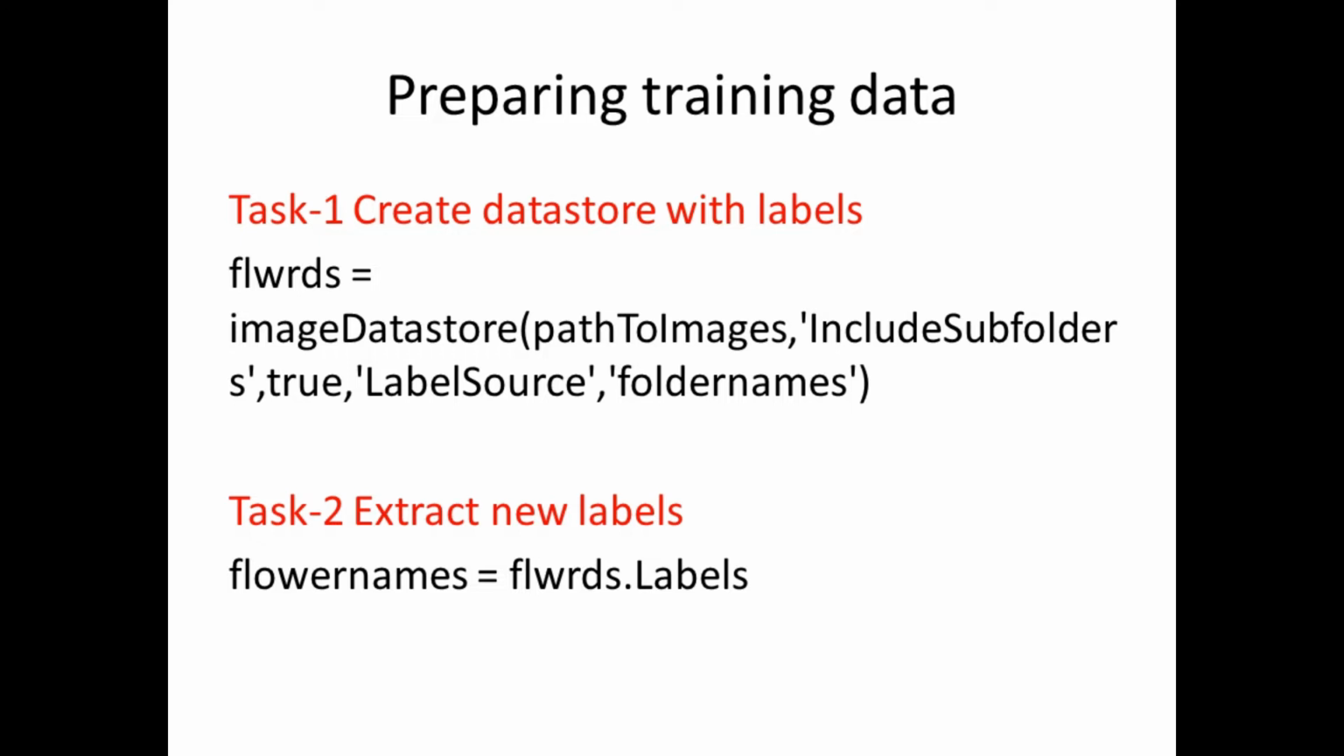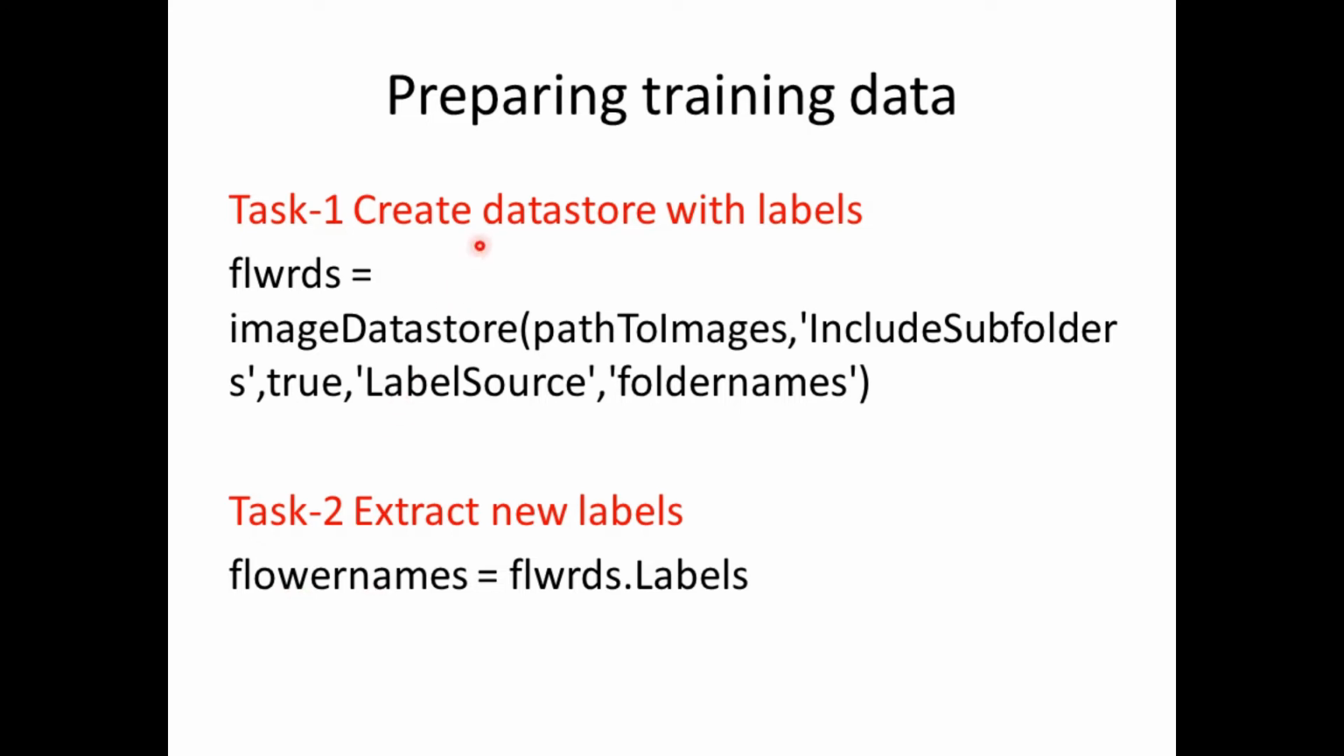Again we follow the image data store concept. The path to the images will be provided, we include even the subfolders, and we provide the label source, which is supposed to be the folder names, assuming each folder is a different category. Now we have to extract the new labels, in the sense that all the labels of the flowers we are considering need to be assigned to the variable flower names. So that is the second task.